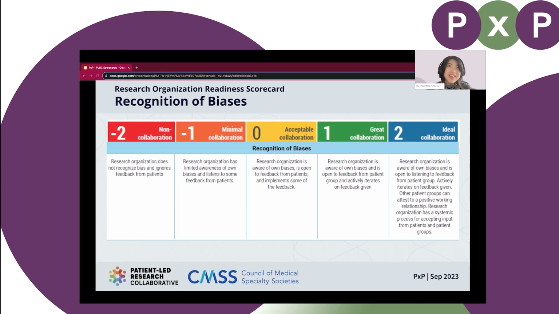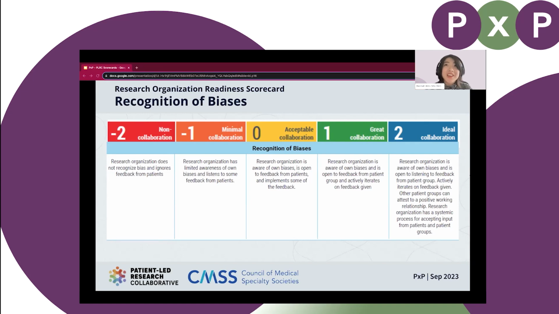collaborations. So the -1 and -2, this one we've seen quite a bit in practice, which is, as I mentioned before, patients are kind of shoved into a pigeonhole where they are expected to contribute in a very limited way, and there's really no room to have a say in how they're contributing and shaping this collaboration.